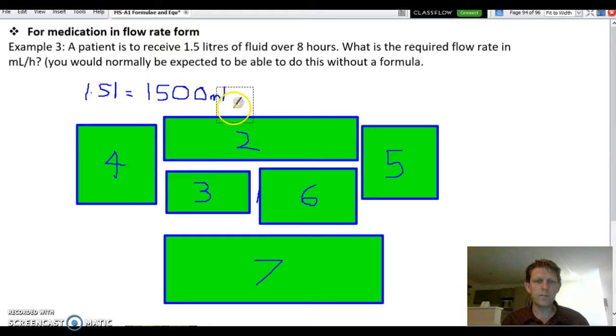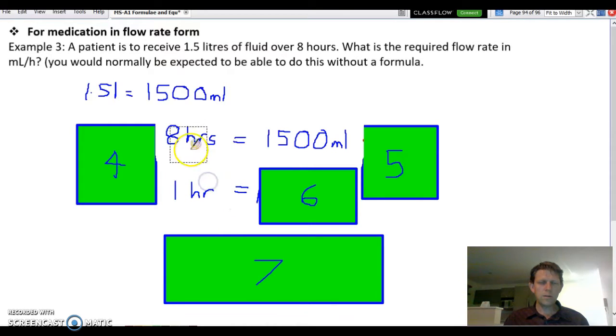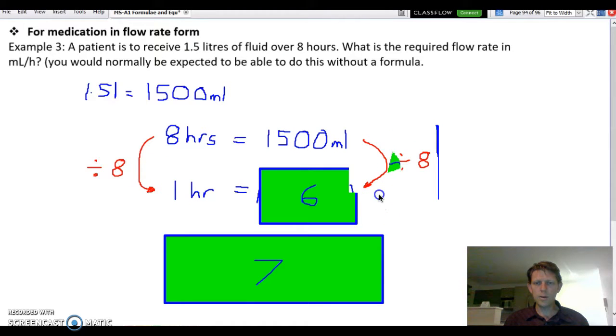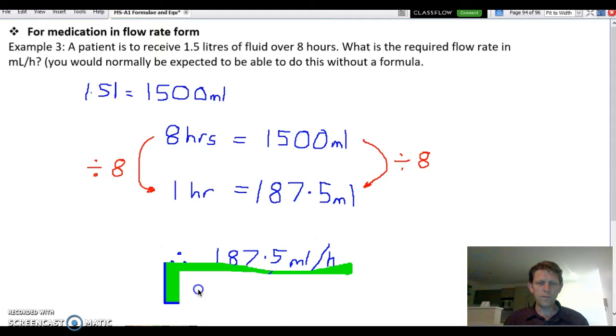So if we're starting with 1.5 litres, let's convert that to millilitres. We've got to times it by 1,000, so we're talking about 1,500 millilitres. So once again, using our good friend the unitary method, we know that in 8 hours, we've got to get 1,500 millilitres of the fluid. So let's say, well, we want to know how much it is in 1 hour. To get from 8 hours down to 1 hour, we had to divide by 8, didn't we? So if we divide by 8 on this side, we have to divide by 8 on this side. So if we take 1,500 and divide it by 8, we're going to end up with 187.5 mils. So therefore, the flow rate is 187.5 millilitres per hour.